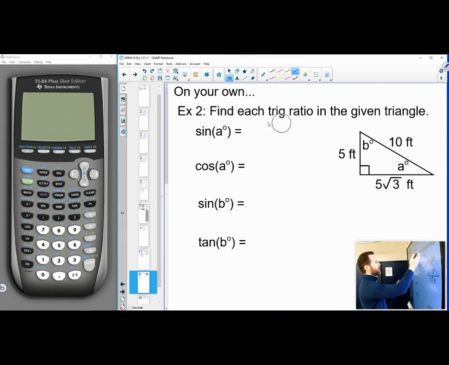Okay, find each trig ratio. As soon as we hear trig ratio, I think, okay, we need SOHCAHTOA. So I'm going to write that down. The more you write it down, the better you'll have it memorized. So hopefully you're writing it down for every single one of these examples.